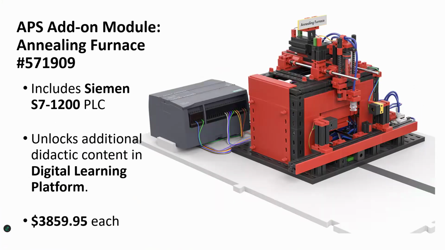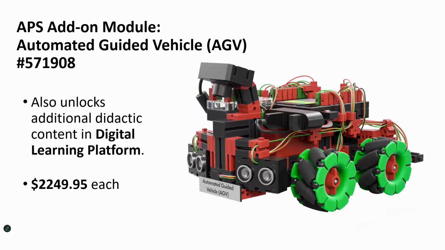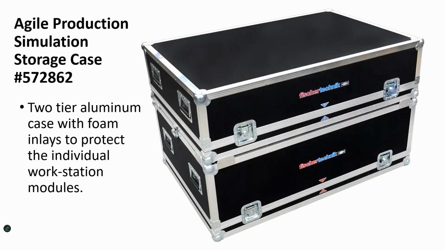The APS add-on module annealing furnace, which again includes its own Siemens S7 1200 PLC and also unlocks additional didactic content in the digital learning platform. Your cost for this is $3,859.95. The additional automated guided vehicle, which can be purchased, again unlocks additional content in the digital learning platform. The cost for this is $2,249.95.